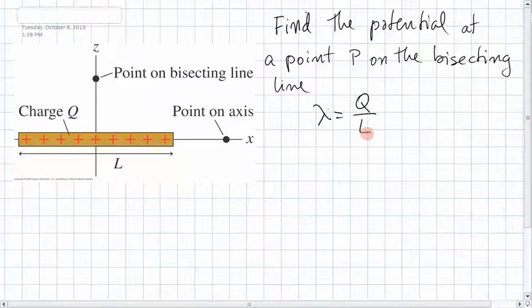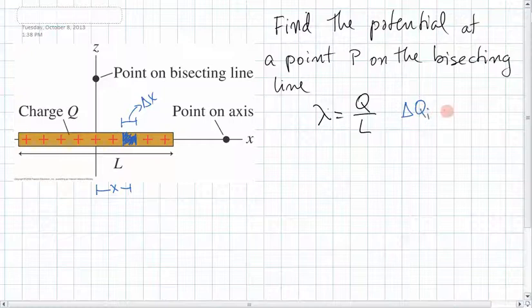So now to solve this problem, we need to break this object in little pieces, like this one here, this blue piece. And this blue piece would have a width delta L, delta X, this width here, and it'll be located at a distance X from 0, right? So the amount of charge in this little piece here, delta Q I, would be equal to what? Would be equal to lambda times delta X.